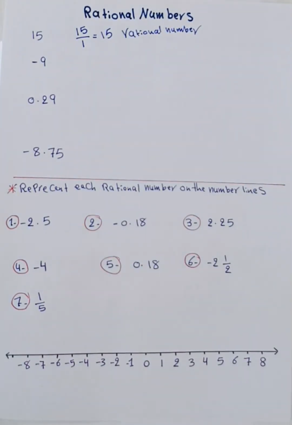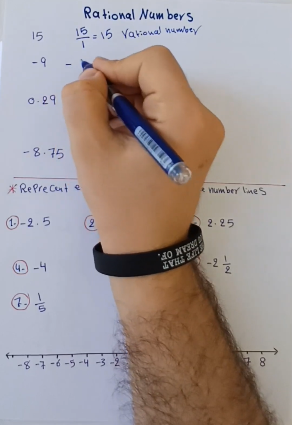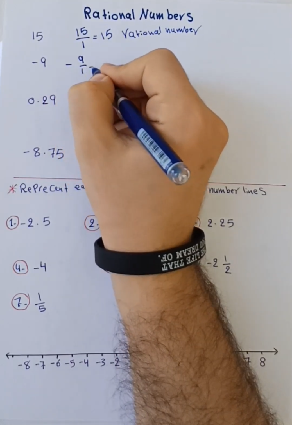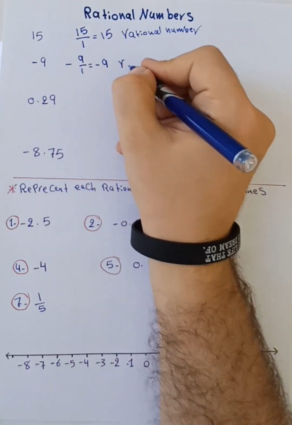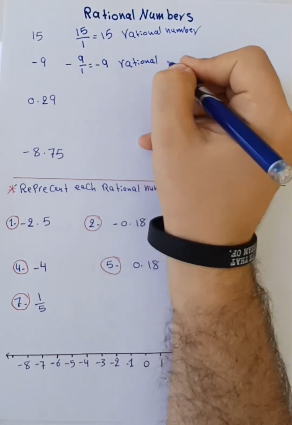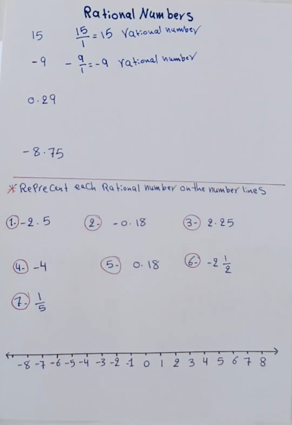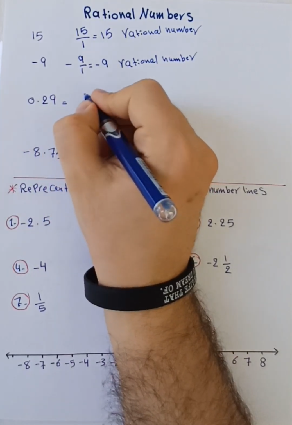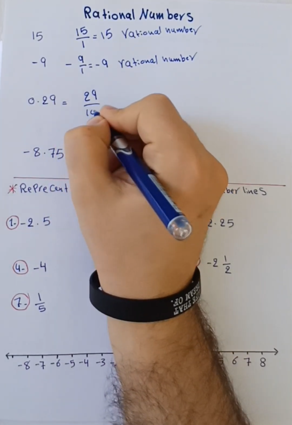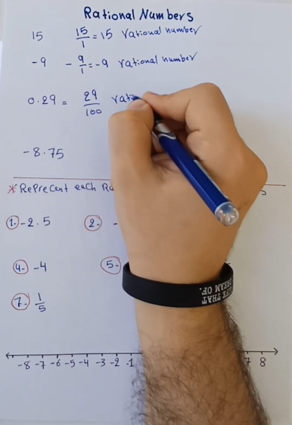And then we have negative 9. Negative 9 can be written as a fraction like negative 9 out of 1 equals negative 9. So negative 9 is a rational number. And then we have 0.29. We can write this decimal number as a fraction like 29 out of 100. So 29 out of 100 is a rational number.